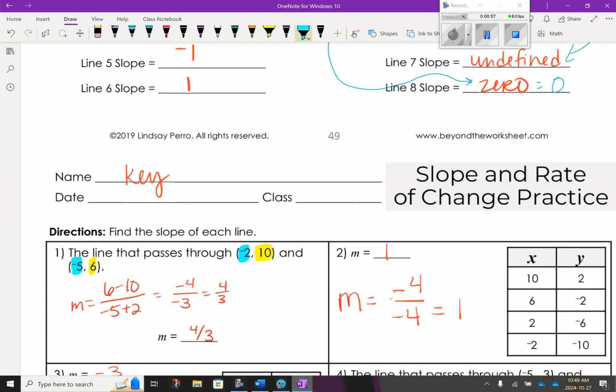They took the second y coordinate 6 and they subtracted the first y coordinate 10 and got a difference there of -4. Then they did the same thing with the x's. The second x coordinate -5, and notice there how they're subtracting -2, turns that into addition. So that's -3, but negative divided by negative should be positive.